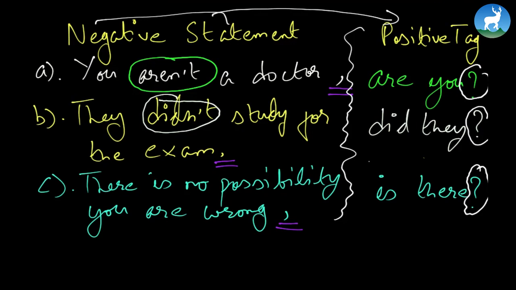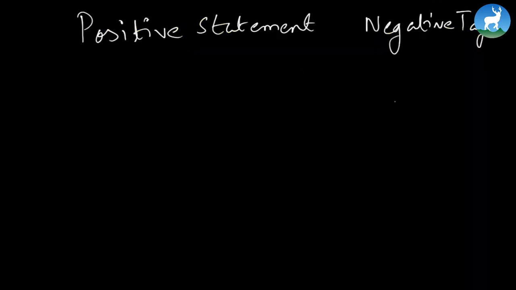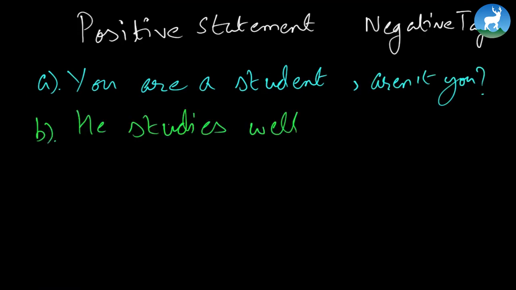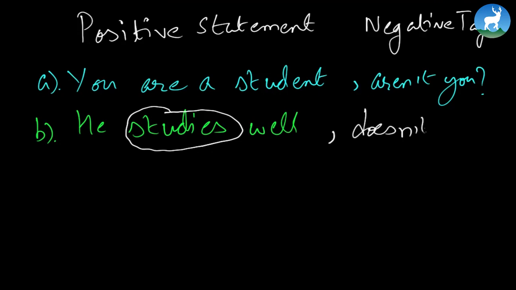So how about a positive statement and a negative tag? So here you go. Positive statement, negative tag. Let's deal with the examples again. Even you can think of some while I'm writing here. You are a student. Remember, comma is very important, and its question tag would be a negative tag, aren't you? And a question mark to end. He studies well. And look at the verb here, studies. It's in simple present. So the moment we see that the statement is in simple present, we put the question tag using the auxiliary verb of simple present. So that would be, make sure to separate with a comma, he studies well, doesn't he?